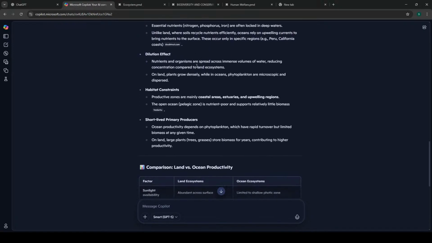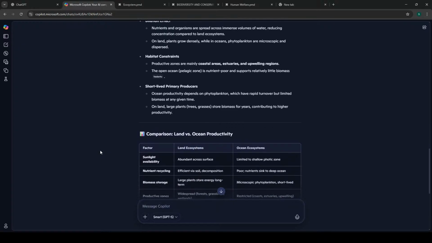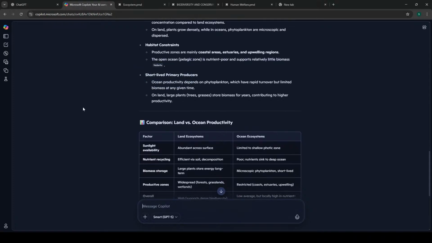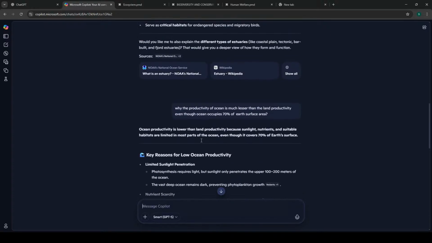Dilution: the nutrients and organisms are spread across immense volumes of water, reducing the concentration compared to land ecosystems. Habitat constraint: productive zones are mainly near coastal areas. Only in the coastal areas, estuaries, and upwelling regions is there a good amount of nutrients and habitat availability. Short-lived primary producers: ocean productivity depends mainly on phytoplankton, which have rapid turnover but limited biomass at a given time. This is called the standing crop or the inverted pyramid of biomass, which we will see later. On land, large trees store biomass for years, contributing to higher productivity. Okay, this much information is not needed for us.